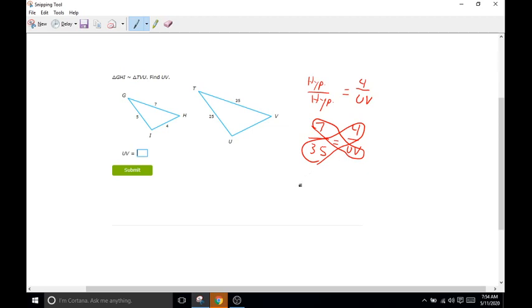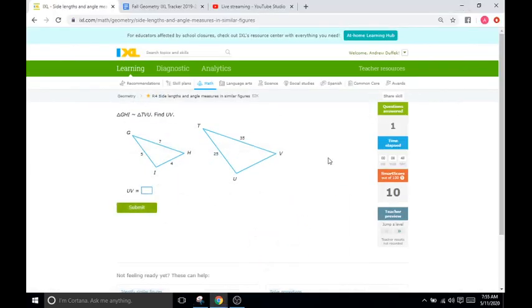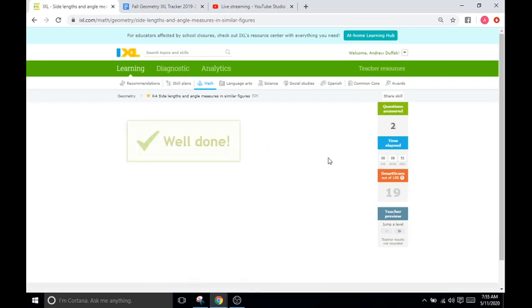Okay, so 7 times UV is just 7 UV. You can also use something like X in there if you wanted, so you didn't have to write UV, whatever you want to do. And then we'll set that equal to 4 times 35, which is 140. Okay, now to get UV by itself, we'll divide both sides by 7. So we are left with UV equals 140 divided by 7, which is 20. And there you have it. UV is 20 units long. So we'll go back and we'll do 20.